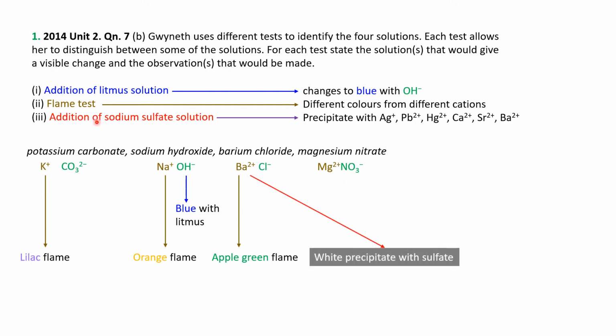Finally, we add sodium sulfate in there. That's going to precipitate with certain cations, not with potassium, not with sodium, but will precipitate, giving you a white precipitate if you've got the barium in there. So essentially you can use flame tests to determine potassium carbonate, plus of course the various precipitates we talked about. Sodium hydroxide is blue with litmus, and you can see a nice flame. Barium will give you a distinct apple green flame, or the precipitate with sulfate, and you can get to the magnesium nitrate simply by a process of elimination. There are tests out there for magnesium and nitrate, but Gwyneth didn't know those.